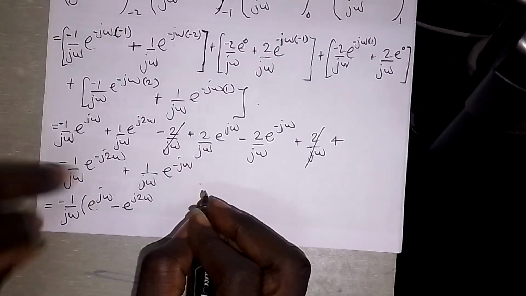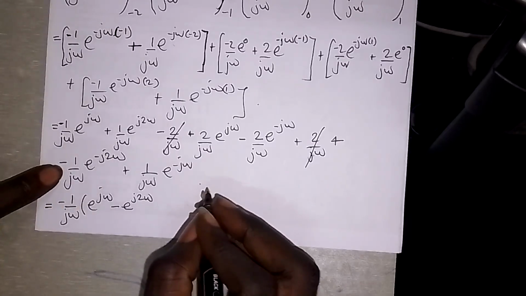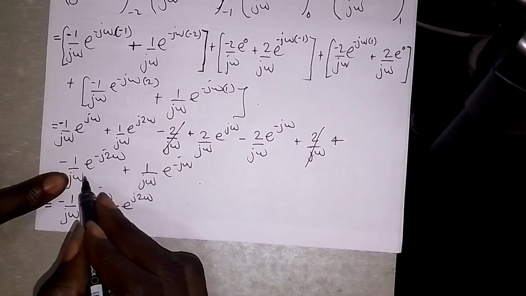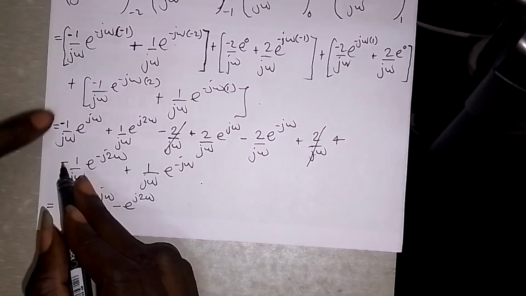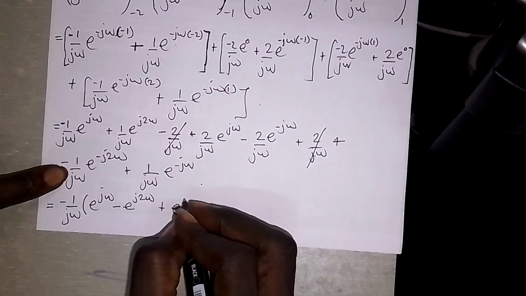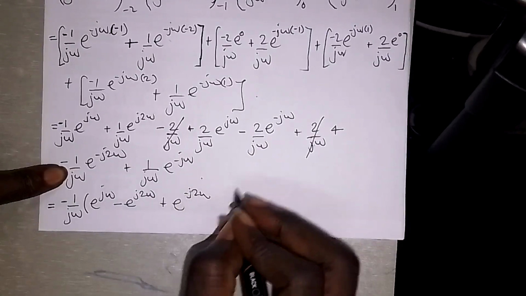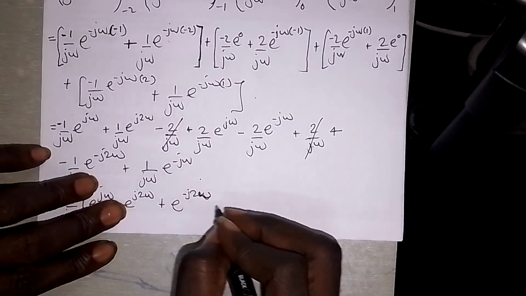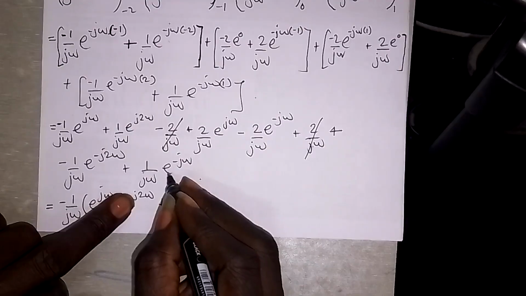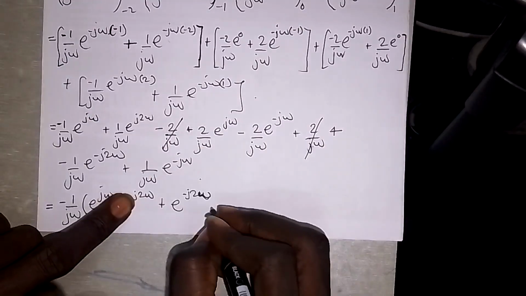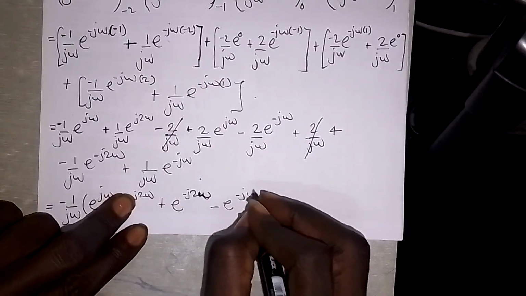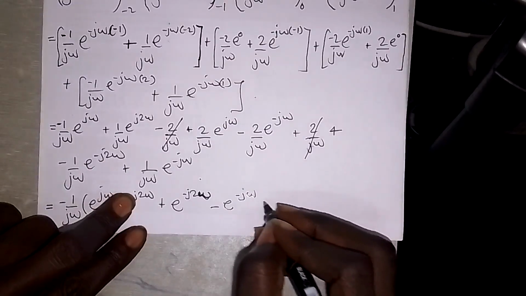Okay, and then you come to this place. If you come to this place, what happens is that it has to be plus because of this minus. So it has to be plus here. Okay, so plus e exponent minus j2 omega. Okay, then you come here. If you come here, it has to be minus, because here is minus, here is plus, so it has to be minus. So minus e exponent what? Minus j what? Omega. Okay, so that is what you get here.